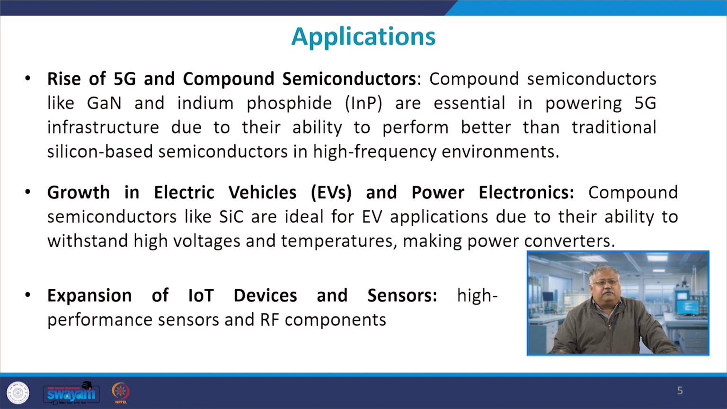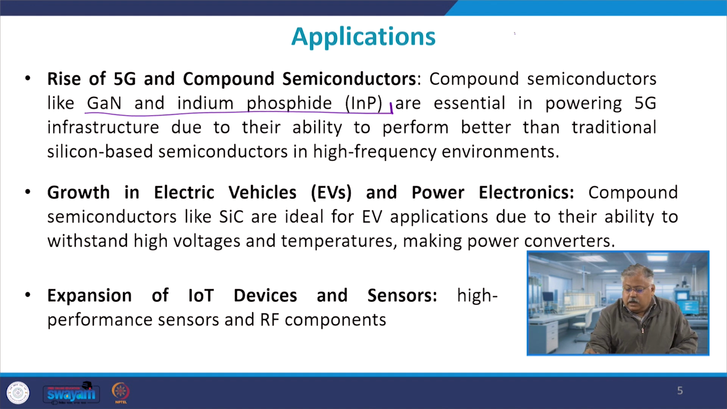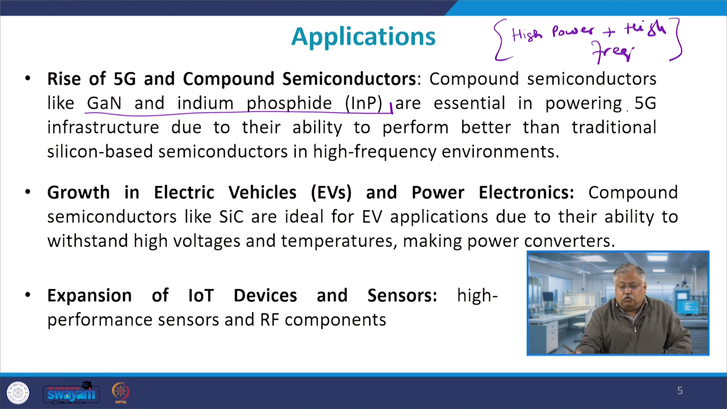And with the rise of 5G, the compound semiconductors are used, for example, gallium nitride and indium phosphide for powering 5G infrastructure. So, all your power amplifier design, which were traditionally silicon based semiconductor in high frequency environment, are being replaced by gallium nitride and indium phosphide, which can handle not only high power, but can also handle high frequency applications. So, both advantages are there for indium phosphide and gallium nitride.